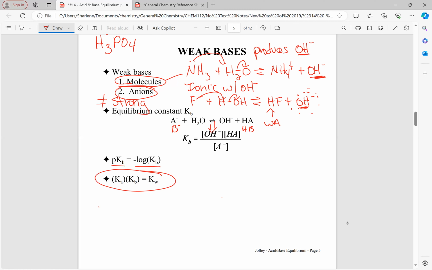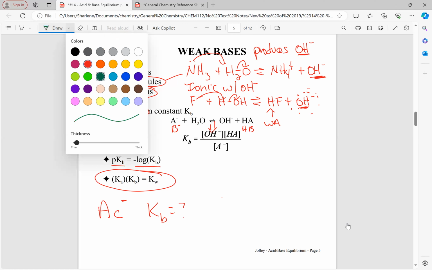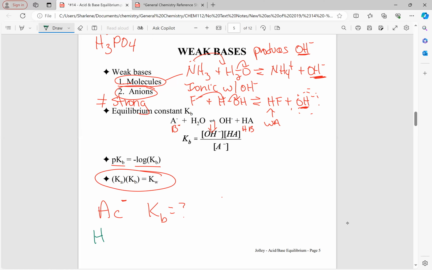So let's do our favorite one, acetate. What is the Kb for acetate? Well, you have to look and ask, what would your acid be? Put a hydrogen on there, and in this case, it would be HAc. And so if I look up the Ka of HAc, it's 1.8 times 10 to the -5th.